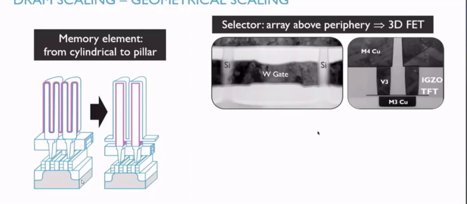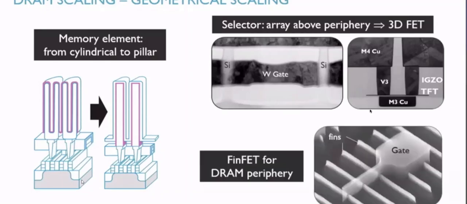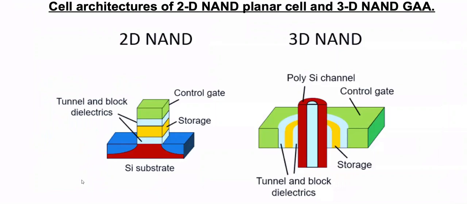So this is how it looks. This is a FinFET for DRAM periphery. So you use FinFET for your DRAM. And you use a memory element which is much longer, which has much higher capacitance. You can make it smaller in the lateral dimension and bigger in the vertical dimension. Again, you make a better design by making a better technology.